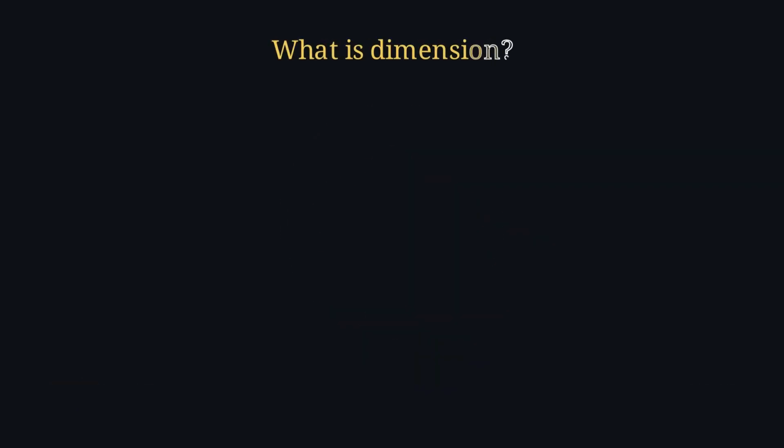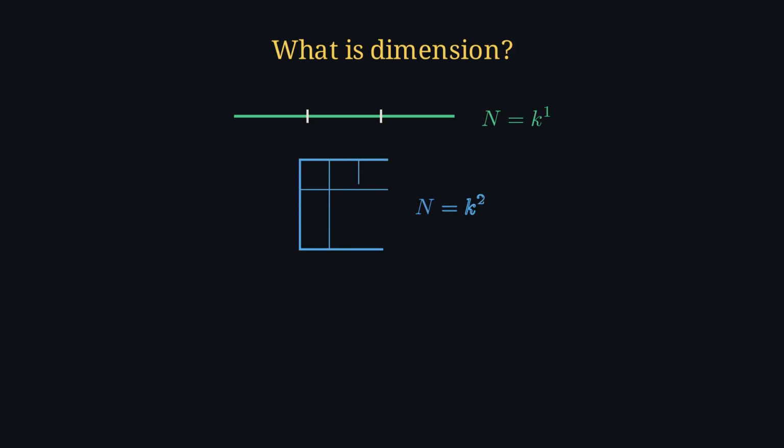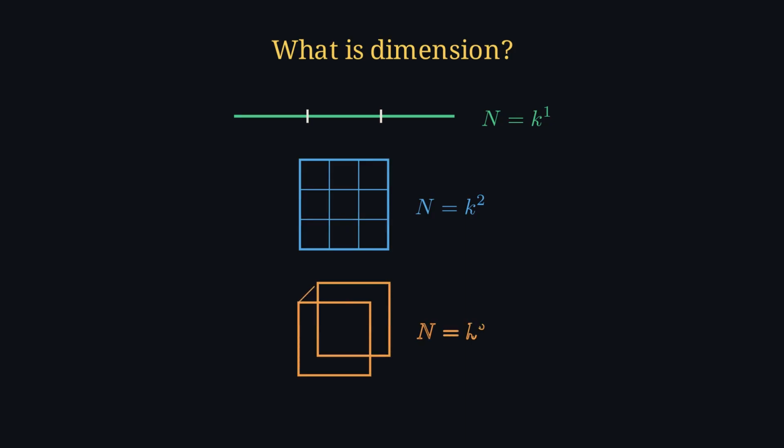The honest answer is, we need a better idea of dimension. Take an ordinary object and cut each side into k pieces. A line splits into k copies. A square into k squared. A cube into k cubed. See the pattern? The exponent is the dimension. 1, 2, 3.